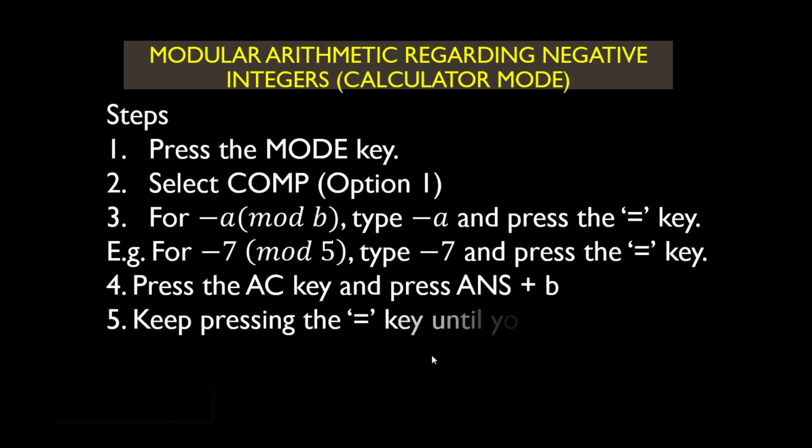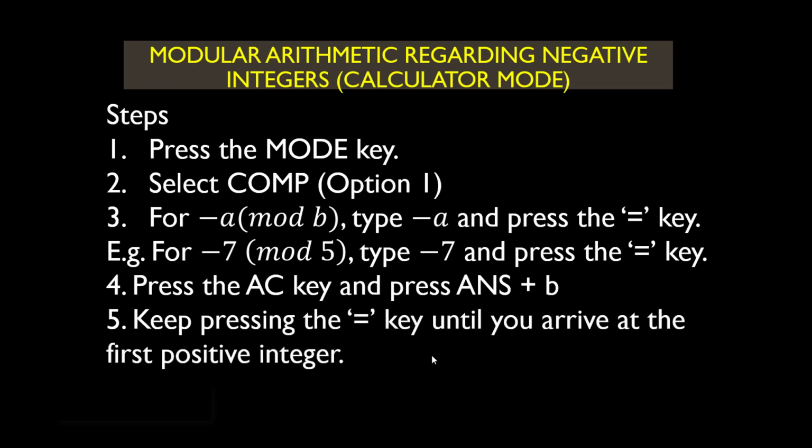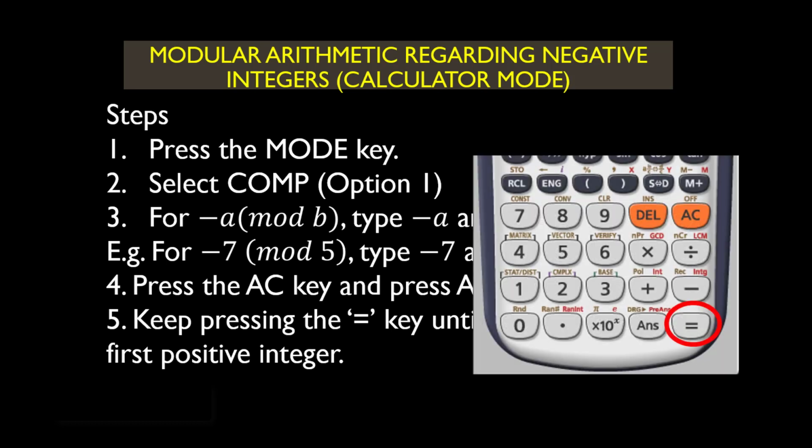Then now, a last step, keep pressing the equal key until you arrive at the first positive integer, and that becomes your answer. So, this is the equal sign key, just down here. This is the particular key I'm referring to.